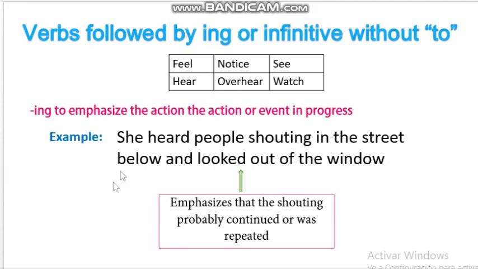Okay, now we have some verbs with ing or infinitive without to. We are not using to. We have 6 verbs: feel, hear, notice, overhear, see, and watch. Ing to emphasize the action or event in progress. Example, she heard people shouting in the street, bellowed and looked out of the window. So it is emphasizing that the shouting probably continued or was repeated.